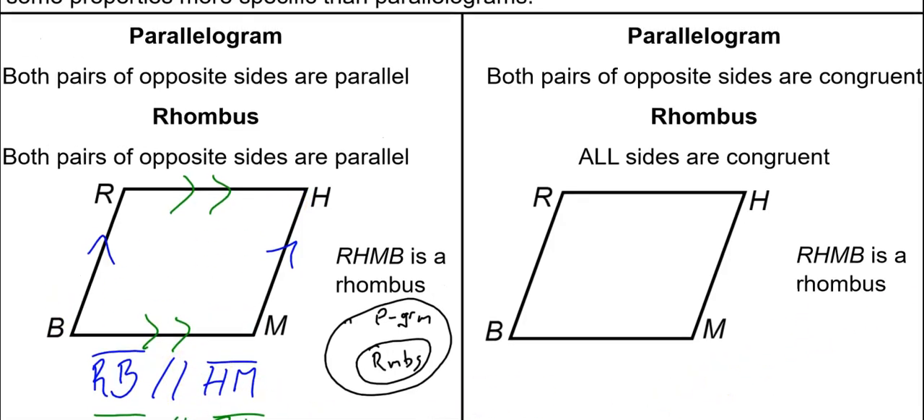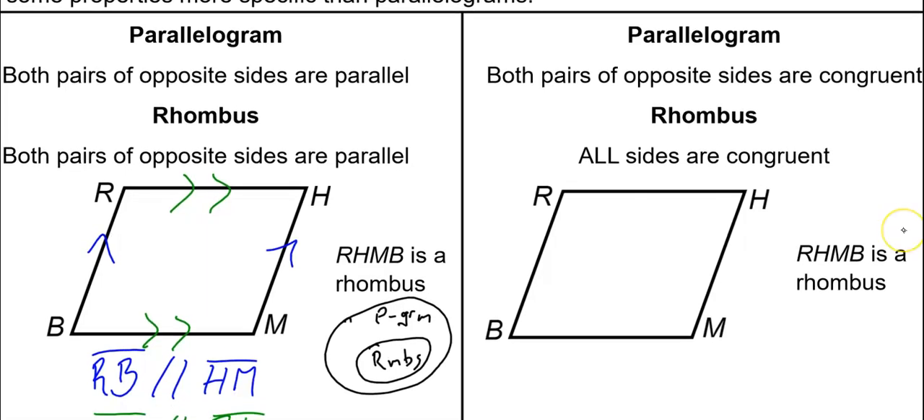Well, what separates a rhombus from the rest of the parallelograms? It's this property right here. Both pairs of opposite sides are congruent for all parallelograms. Left is, did I say parallel? I meant congruent. Both pairs of opposite sides are congruent. Left is congruent to right. That's true for a rhombus, but because it's a rhombus, all of my sides are congruent. Okay, so I still have both sides are congruent.